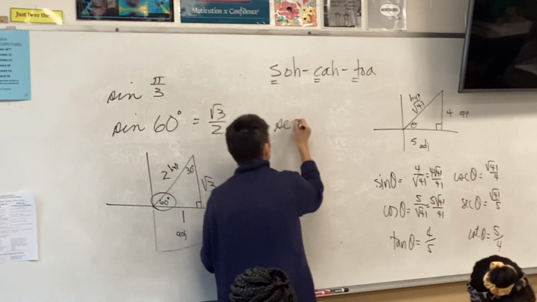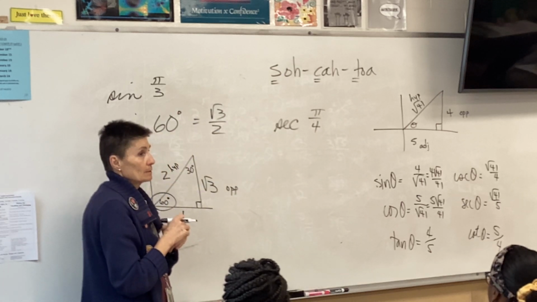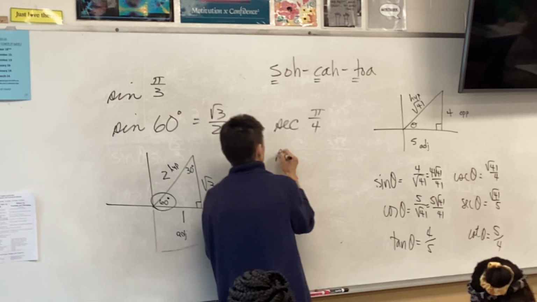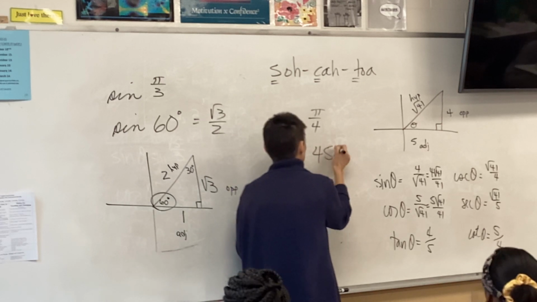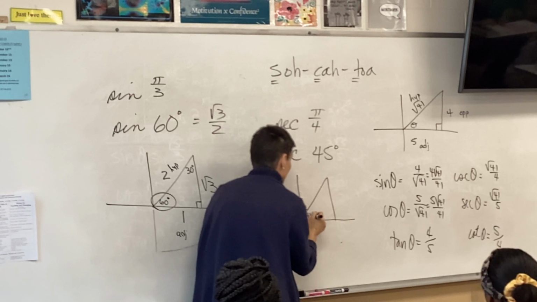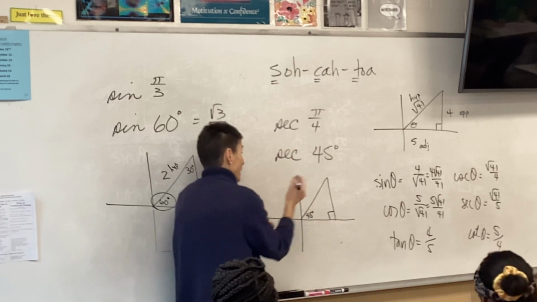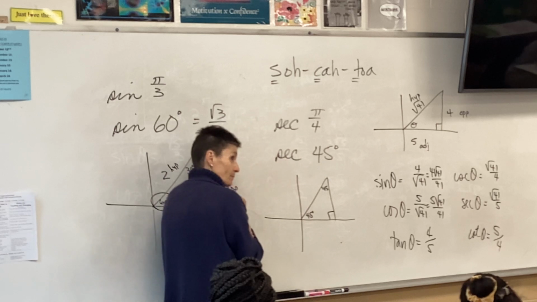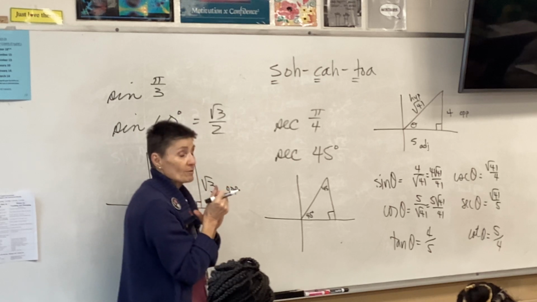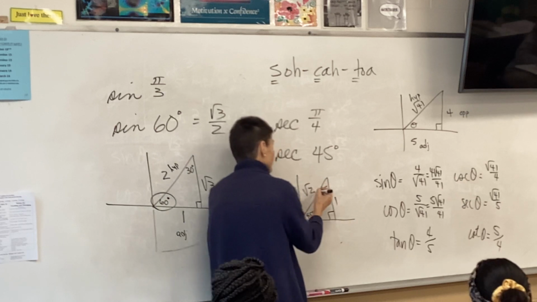Secant pi over 4. Well, pi is 180. So what's a fourth of that? 45. So now I'm going to draw my exact same picture, but now the angle is going to be 45. And this is also 45 then, right? Whoa, it's another special right triangle? Yes. What are the sides of a 45, 45, 90? 1, 1, root 2.